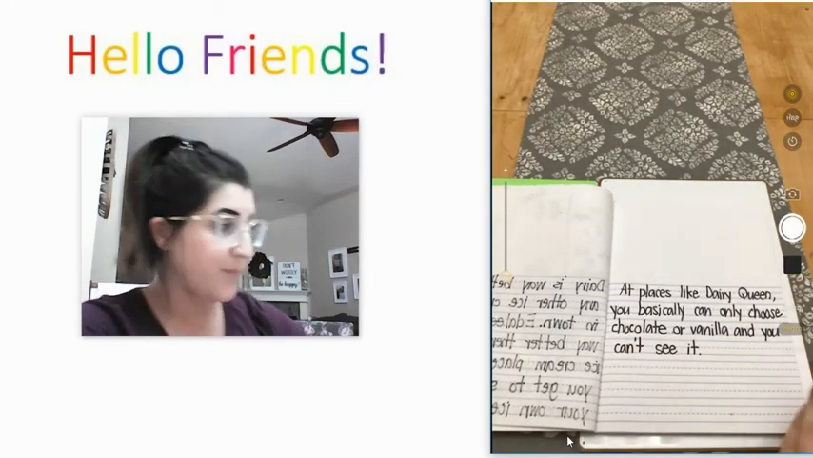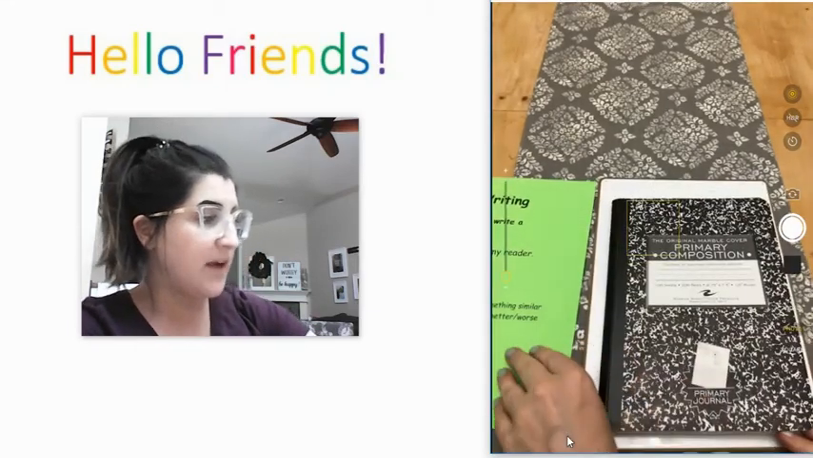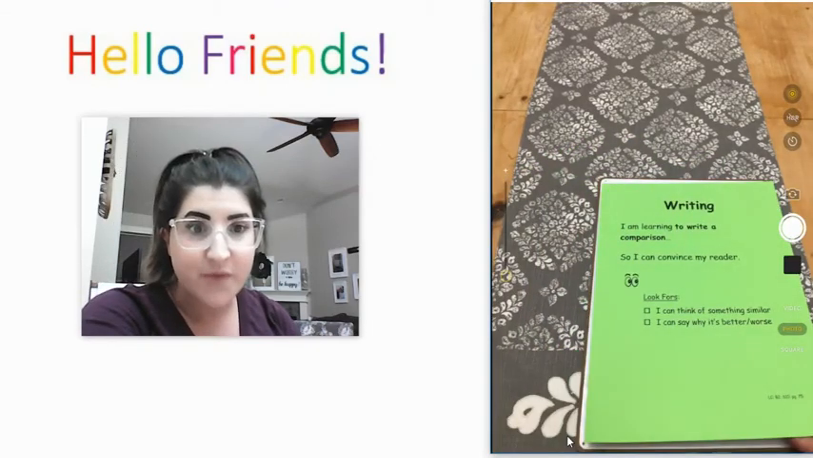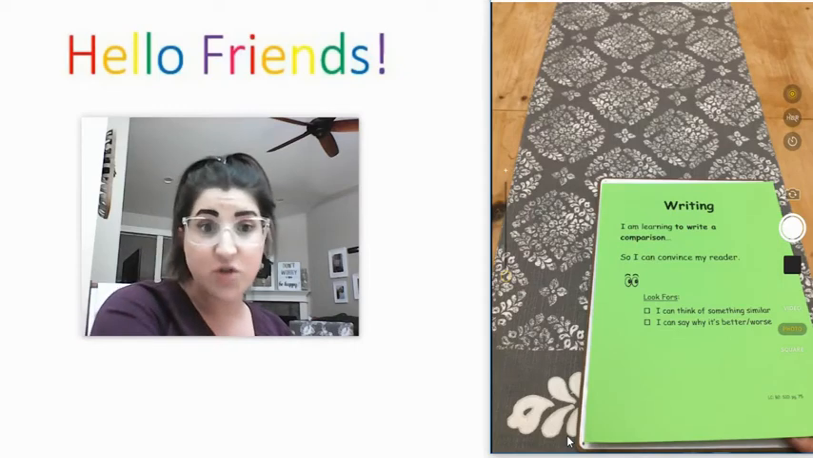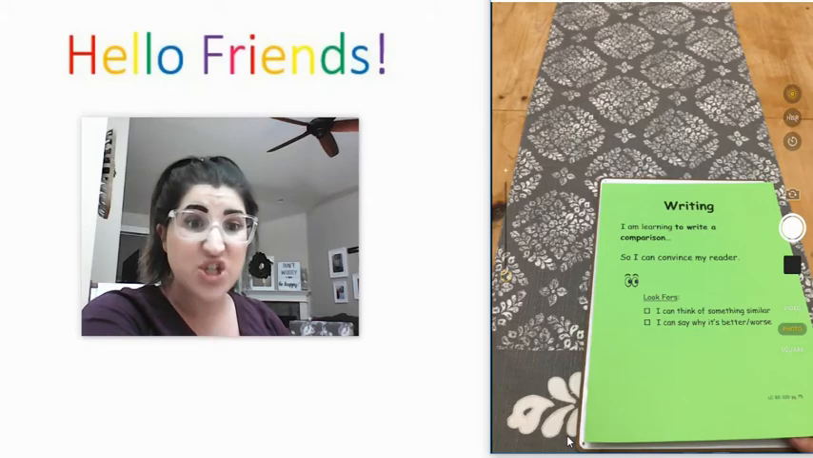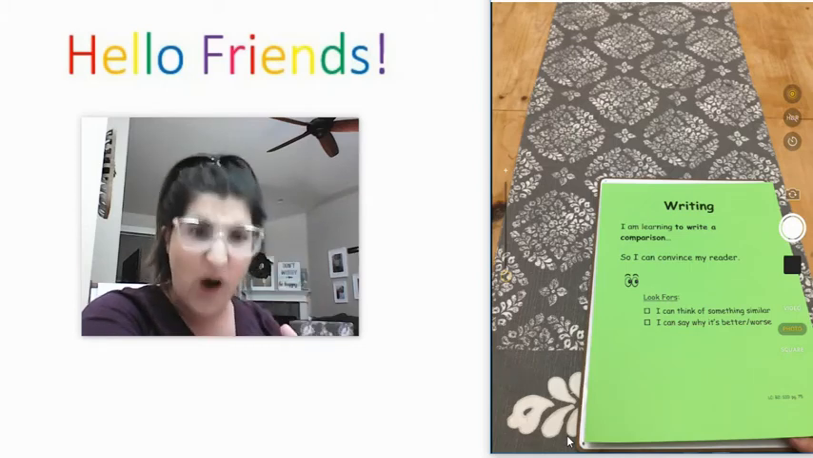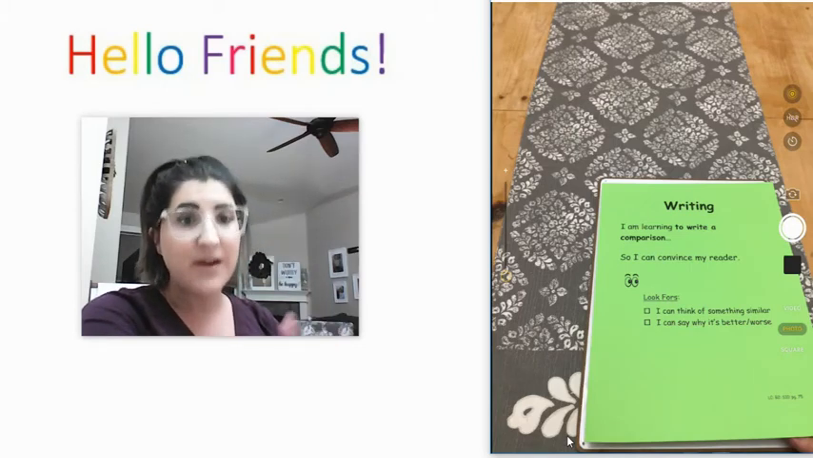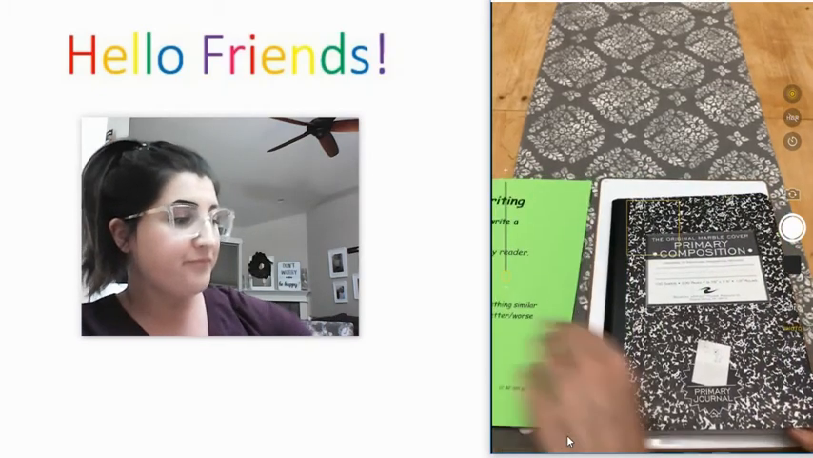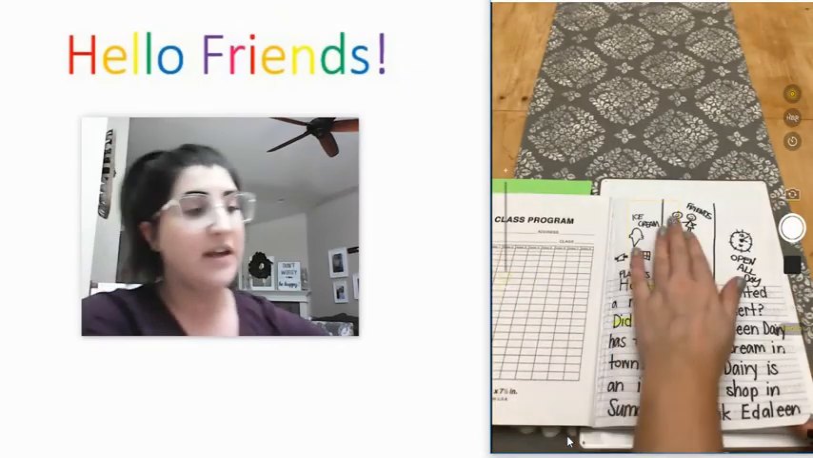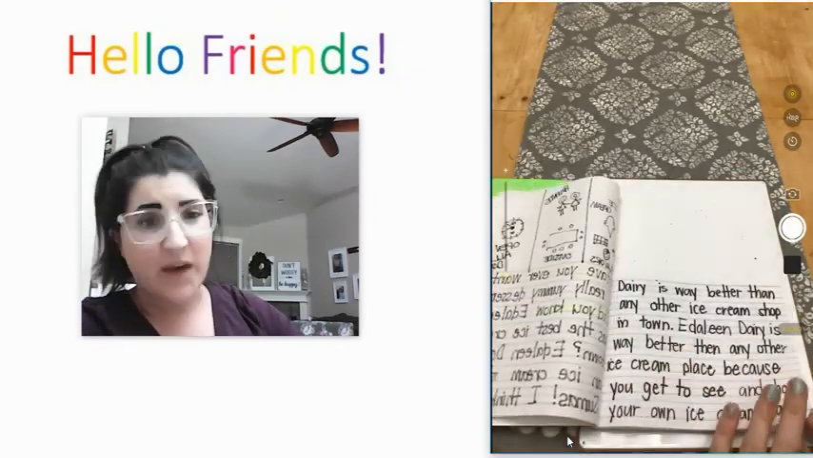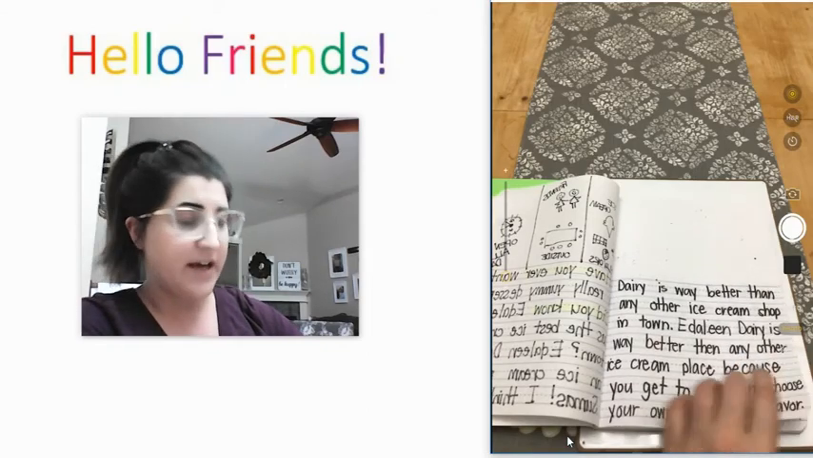Okay, so I wrote my comparison so I can convince my reader. So I thought of something similar, right? So Edaline Dairy's an ice cream shop, Dairy Queen's an ice cream shop. And then I chose to think about how Edaline Dairy ice cream is better than Dairy Queen ice cream. I'm going to go ahead and keep writing out my reasons so I can get this writing done.